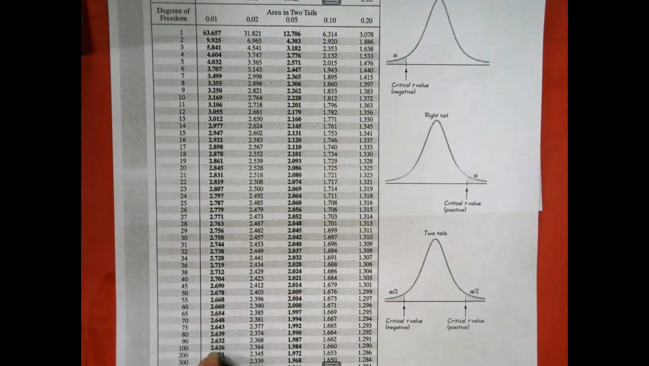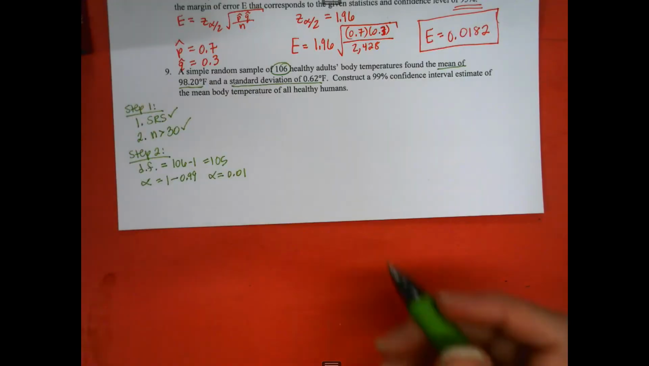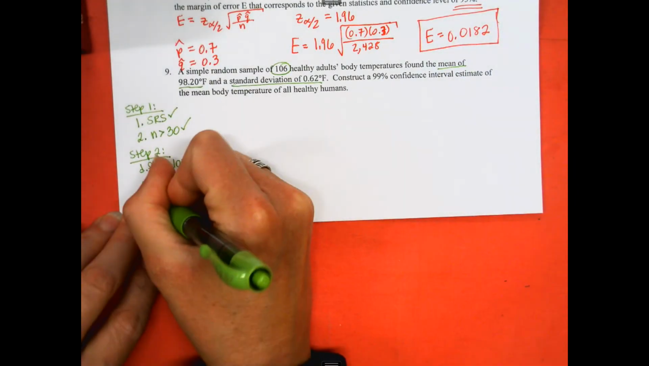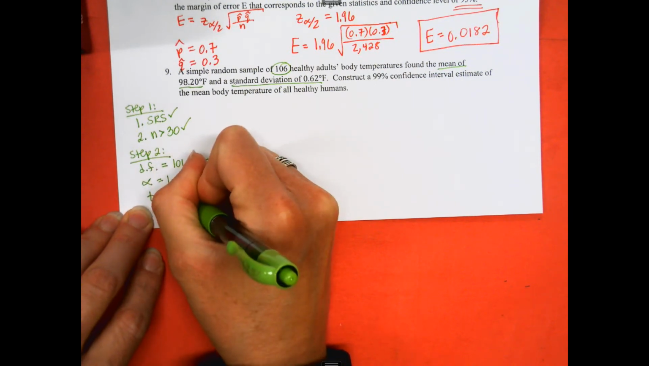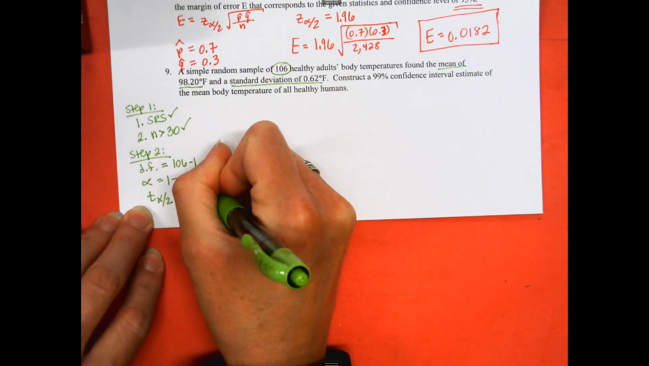And we see that the t value is 2.626. Our critical value is 2.626.